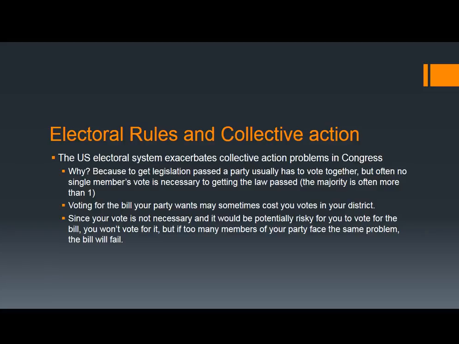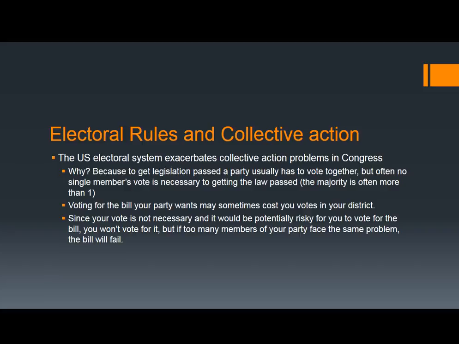So the U.S. electoral system exacerbates collective action problems in Congress. Why? Well, because in order to get legislation passed, a party has to vote together, usually. Sometimes both parties will vote together, but usually one party is going to put its version of legislation forward and try to get all of its members to vote for it. But here's the problem. Here's where the collective action problem comes in. First, no single member's vote is necessary to getting the law passed. That is to say, the law can well pass usually without the vote of many members of the majority party, because typically the majority party has more than 1 vote majority in the House.